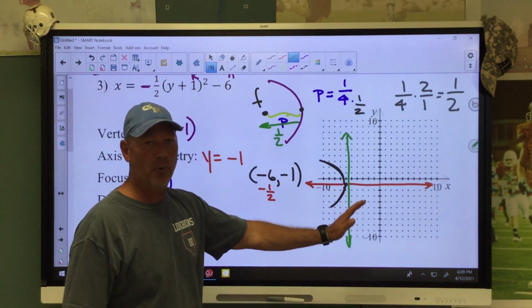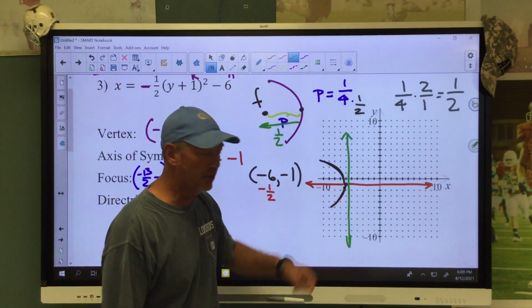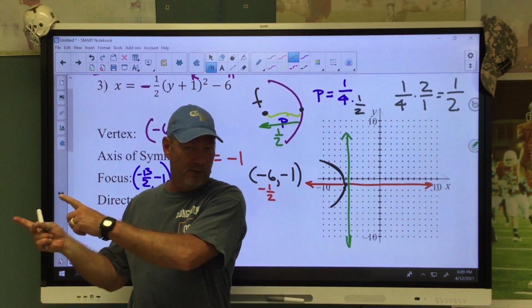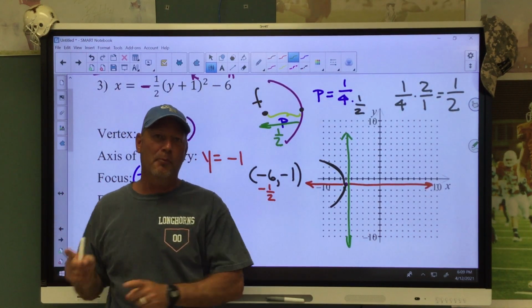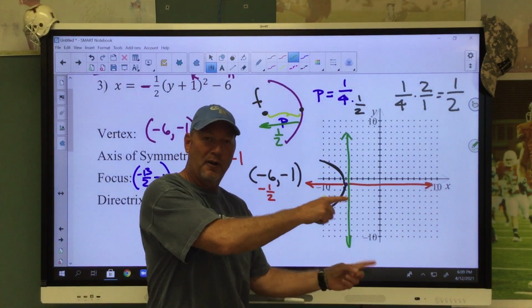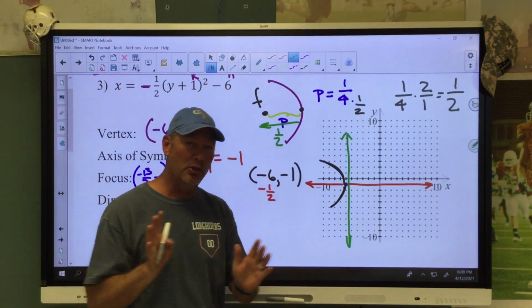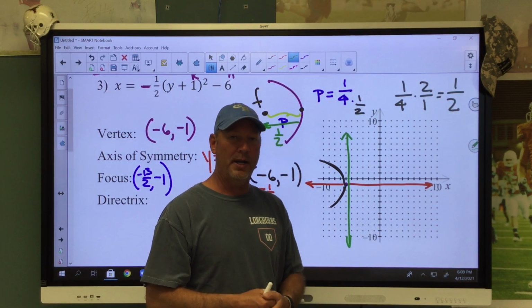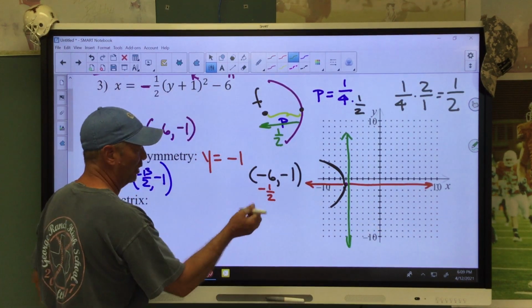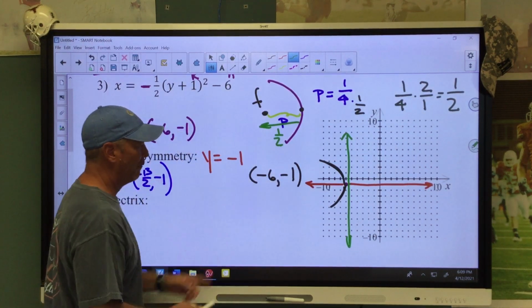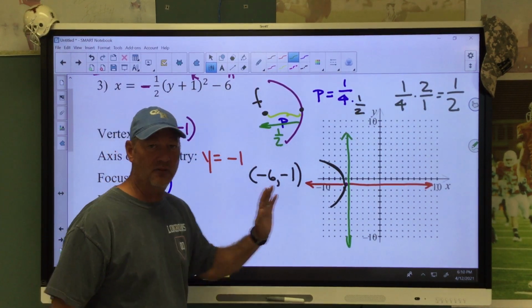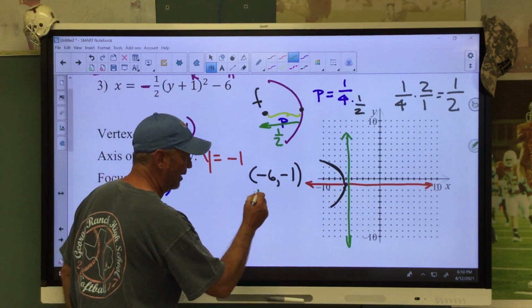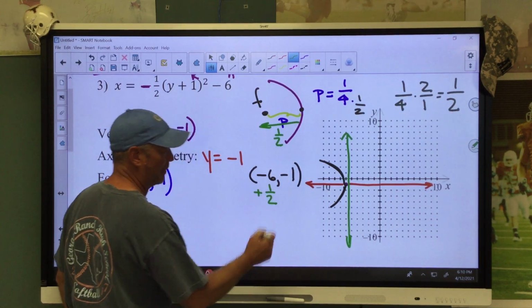It's outside the parabola and it's perpendicular to the axis of symmetry. But if I go to the left to find that focus, I'm going to go to the right to find that directrix. And if I'm going to the right, which means my numbers are getting bigger, I'm going to add 1/2. So we're going to go to my vertex. We're going to go to the x value because we're going left and right. We're going to add 1/2.